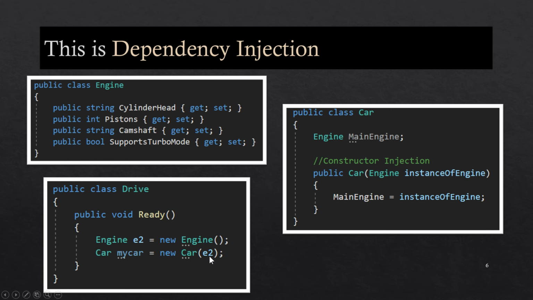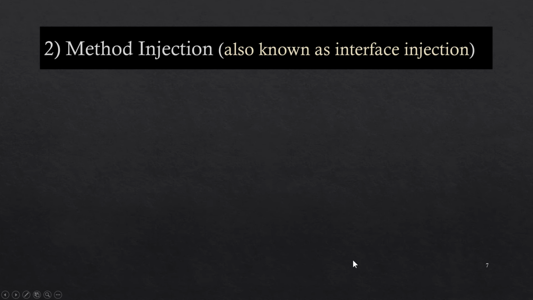And if I don't pass this E2 engine, the car class will generate an error because we have set a constructor injection. So it is required to inject an engine within the car. So this is what dependency injection is all about. Now we have different ways to inject a dependency. We have the second method, which is method injection, which is also known as interface injection.